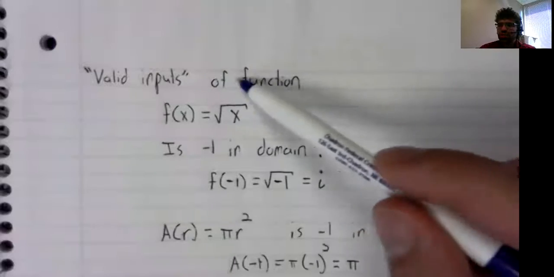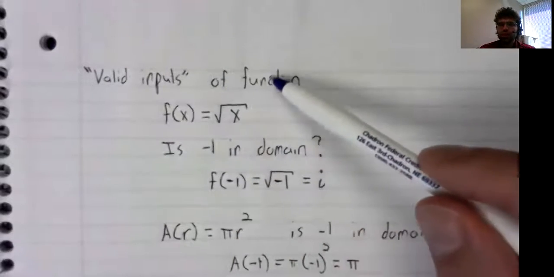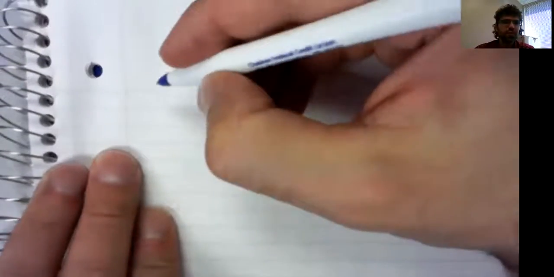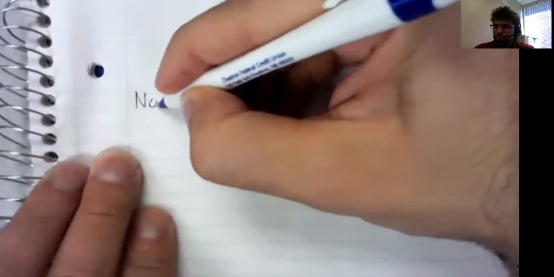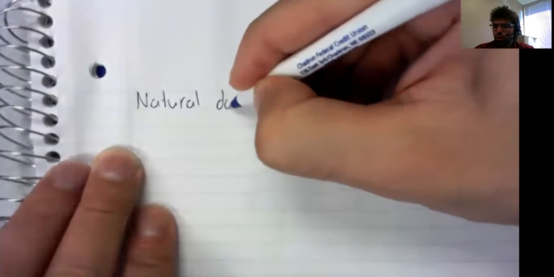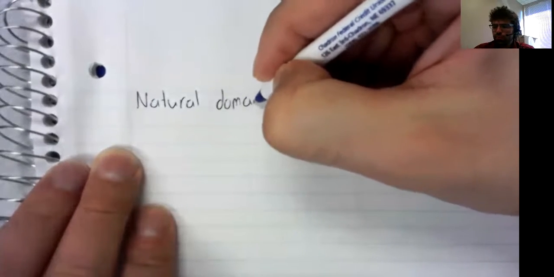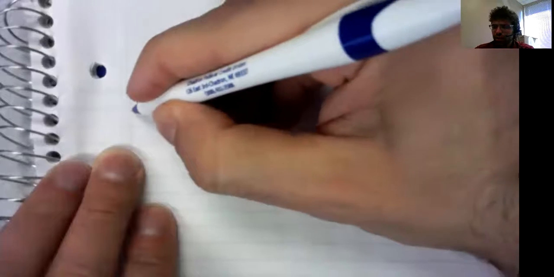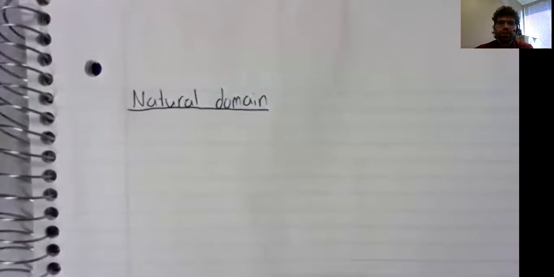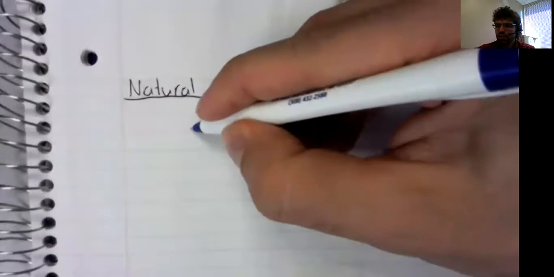So this is a kind of ambiguous definition that can give kind of ambiguous answers. And the natural domain is our solution to that ambiguity.